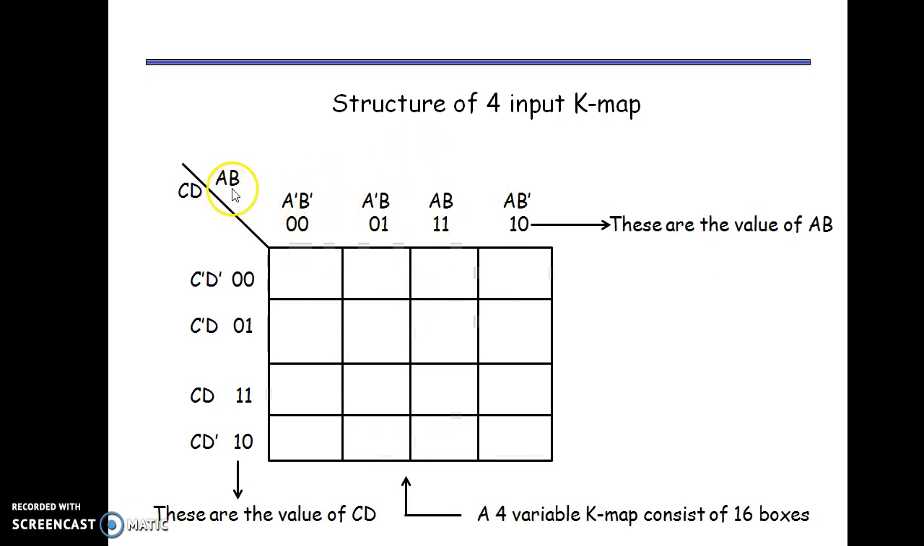In the 4 input K-map there are 4 inputs: A, B, C and D. These are the values of AB: 0 0, 0 1, 1 1 and 1 0. This is showing the values of CD: 0 0, 0 1, 1 1 and 1 0. So the 4 input K-map has 2 raised to the power 4, meaning 16 boxes: 1 2 3 4 5 6 7 8, 9 and so on up to 16 boxes.